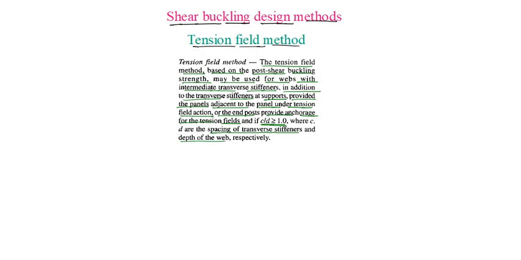The nominal shear capacity Vn is given as Vtf, the shear strength in the tension field method, and the design shear capacity is given as Vn by gamma m0, where gamma m0 is equal to 1.1.